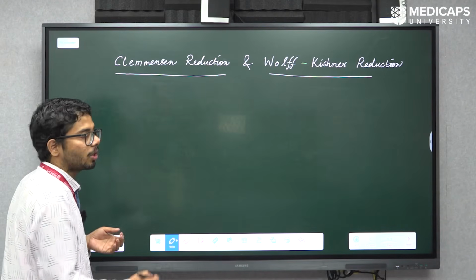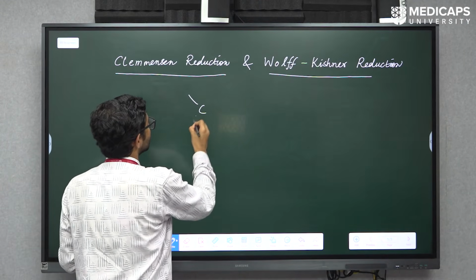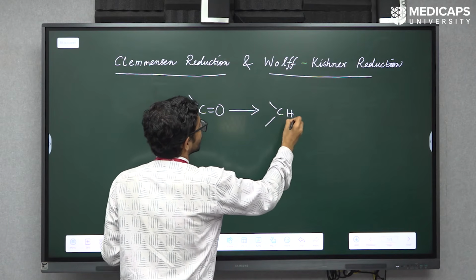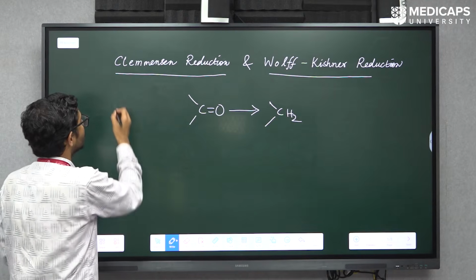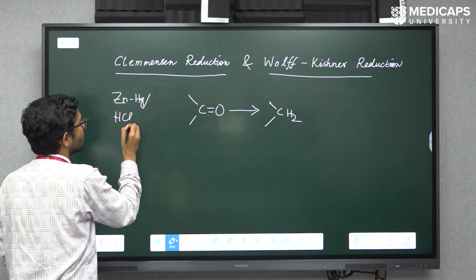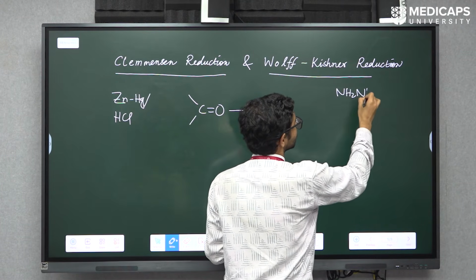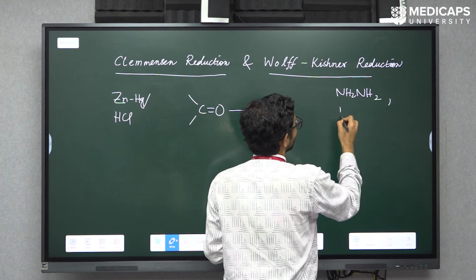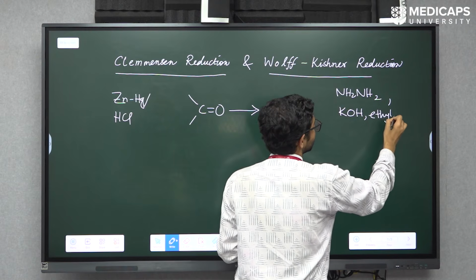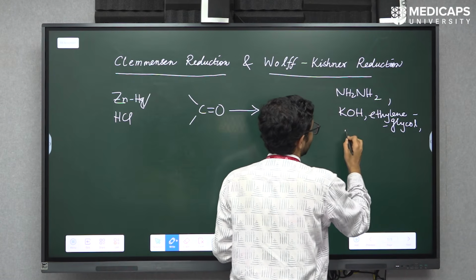So Clemmensen reduction and Wolff-Kishner reduction are used to convert a carbonyl group into a methylene group. In case of Clemmensen reduction, we use zinc amalgam and HCl, whereas in Wolff-Kishner reduction we use hydrazine, a strong base like potassium hydroxide, a high boiling solvent like ethylene glycol, and we have to apply heat.